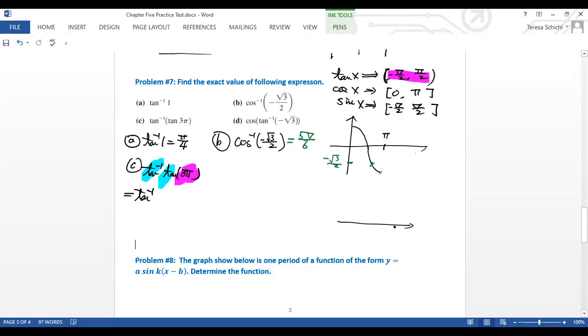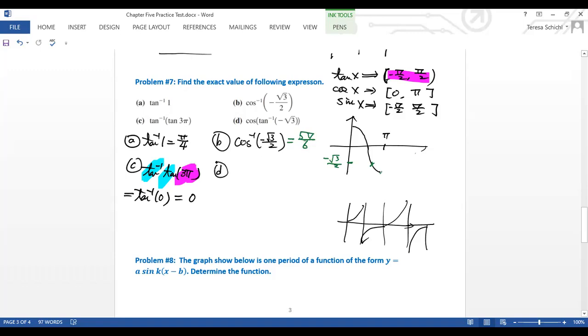Okay, so the tangent, if you do the general graph here, tangent 3 pi. Okay, so pi, 2 pi, and 3 pi will be zeros, right? So it will be 0. So what is the arctangent of 0? It will be 0, right? So you can't just cancel out to get 3 pi. It will be equal to 0 here.